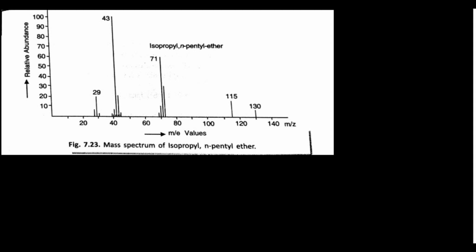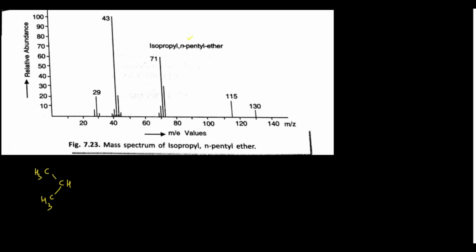So this is isopropyl pentyl ether. For the structure, let's make the isopropyl group, CH3. I hope you know how to write the isopropyl group.